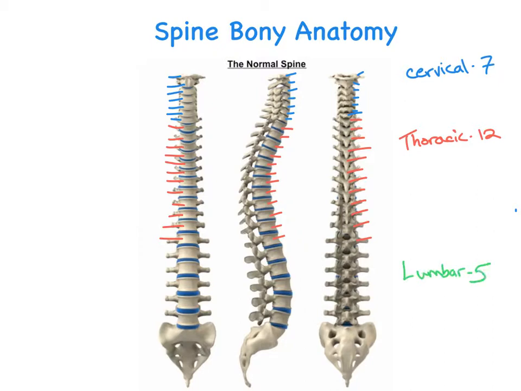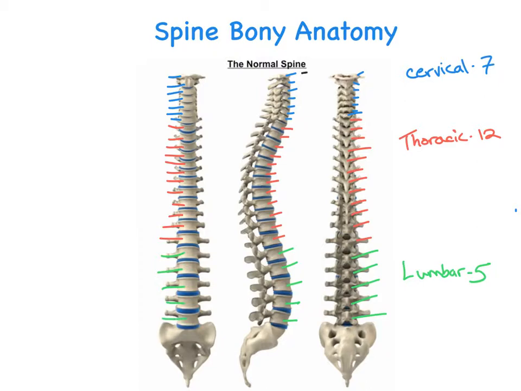The lumbar spine has 5 vertebrae. We have lumbar vertebra number 1, L2, 3, 4, and 5. Here we see L1 through L5, and L1 through L5.